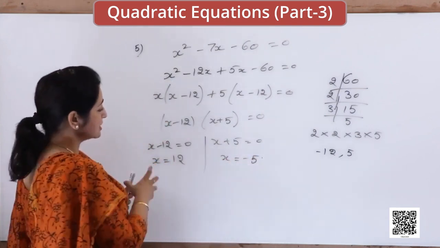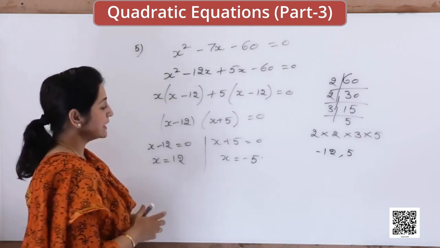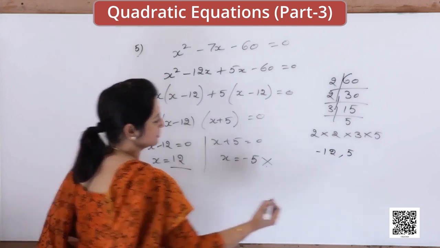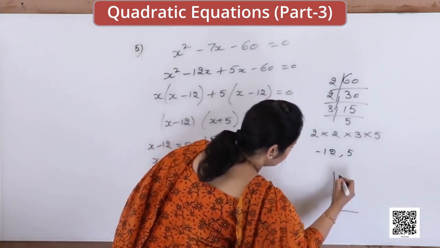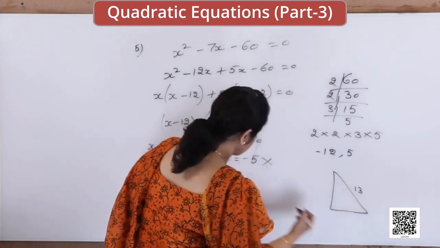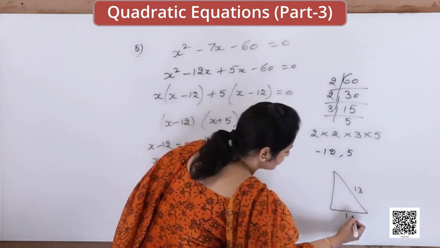Now we know that these are the sides of a triangle. Now a side cannot be negative number. So our answer is 12. This was our figure. This was 13. This was given x. Now value of x is 12 here.